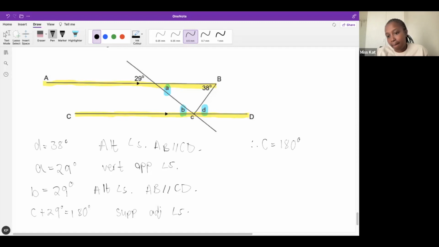So C is going to be 180 minus 29, which is equal to 151 degrees. That went very quick, guys. Thank you very much, Sia, for helping me throughout this one.